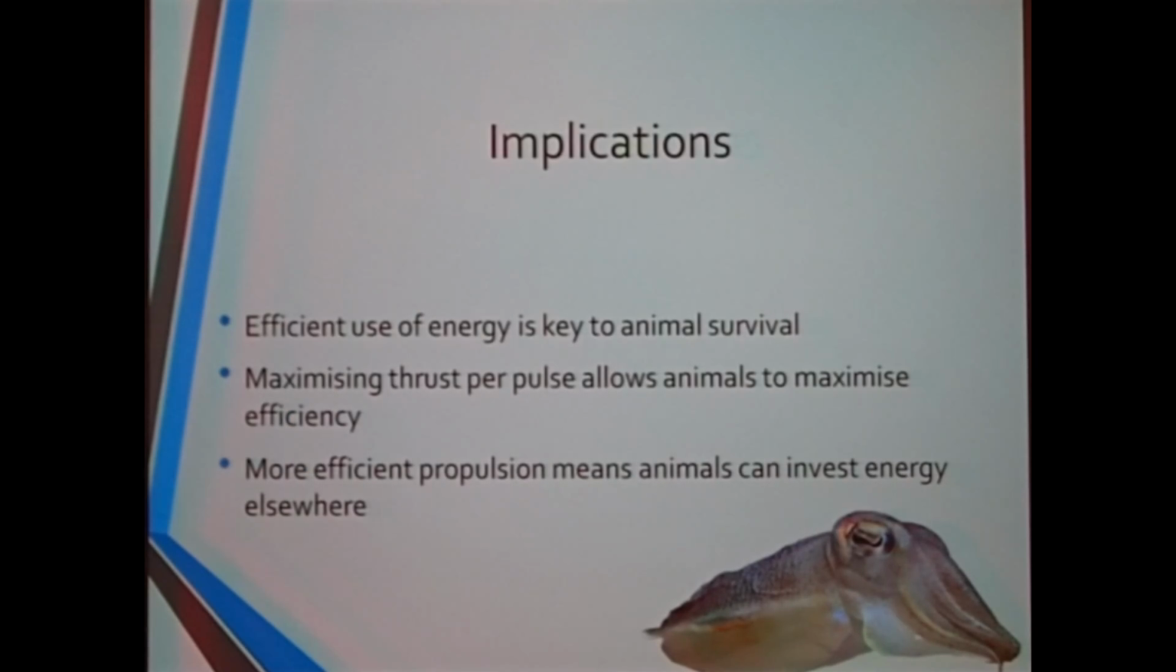So, the implications of this work: the efficient use of energy is key to animal survival. In maximising the thrust per pulse, cuttlefish can maximise their efficiency. This means that they don't have to jet as often using mechanical energy. So animals can invest energy that would be put into an inefficient system elsewhere, such as growth and reproduction, which is probably important for cuttlefish.